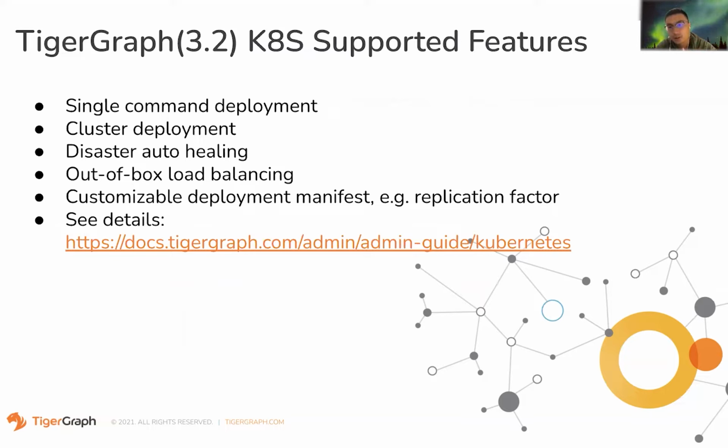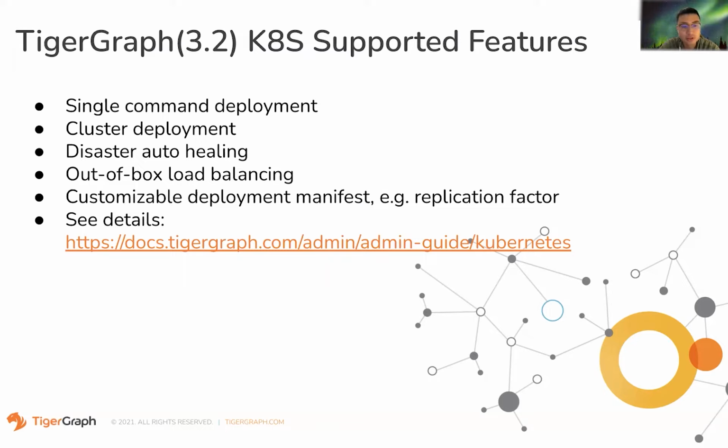The third feature is disaster auto healing. The disaster here means you might have a pod failure, a node failure, or a database instance failure. All of these failures can be handled automatically, and Kubernetes will spin up a new pod with the corresponding persistent volume claims to recover the database system.